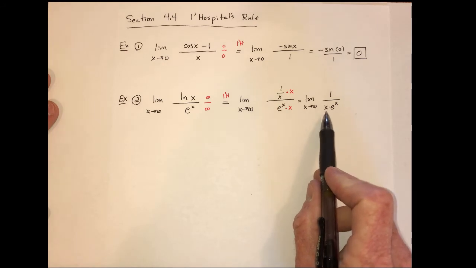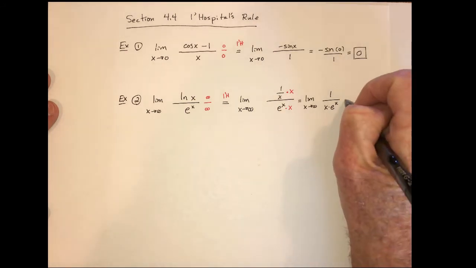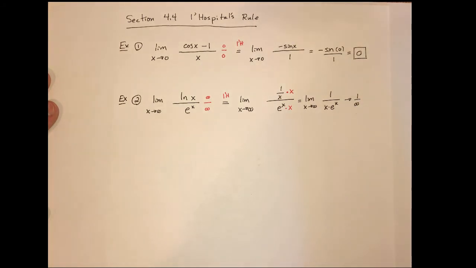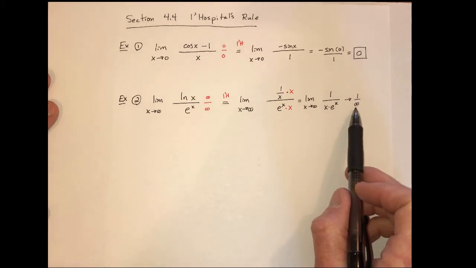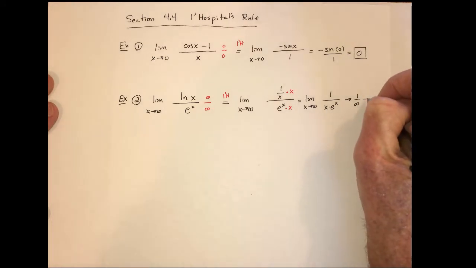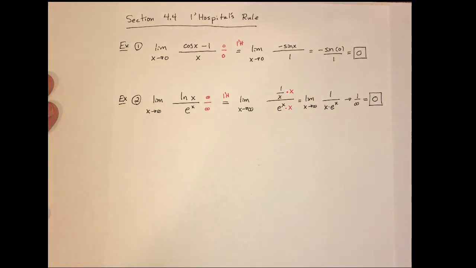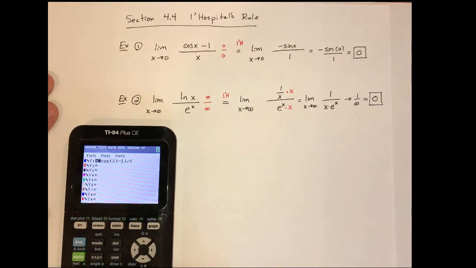Now, if x is going to infinity, this is going to be infinity times this is infinity, which means this is going to 1 divided by infinity. And if you have one object, one pencil or one pen, and you divide it into an infinite number of pieces, the size of each piece is so small, it counts as 0. So then take a look at the graph for that one.